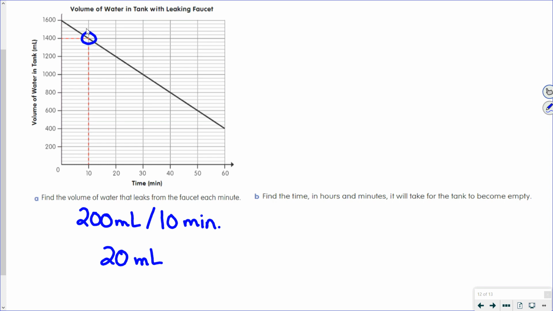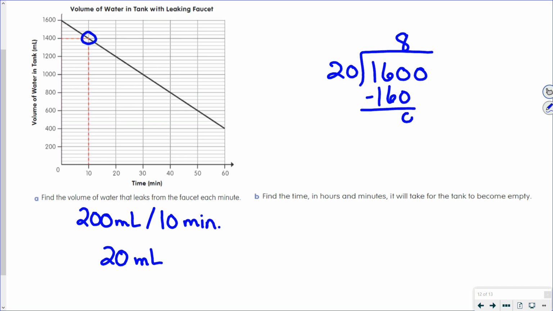So we want to find the time in hours and minutes it will take for the tank to become empty. Well, the tank has 1,600 milliliters. It's leaking at 20 milliliters per minute. 20 would go into 160 8 times. You get 160. Bring the 0 up. So that's 80 minutes. It says in hours and minutes. Well, there are 60 minutes in an hour. So it's 1 hour, 20 minutes.